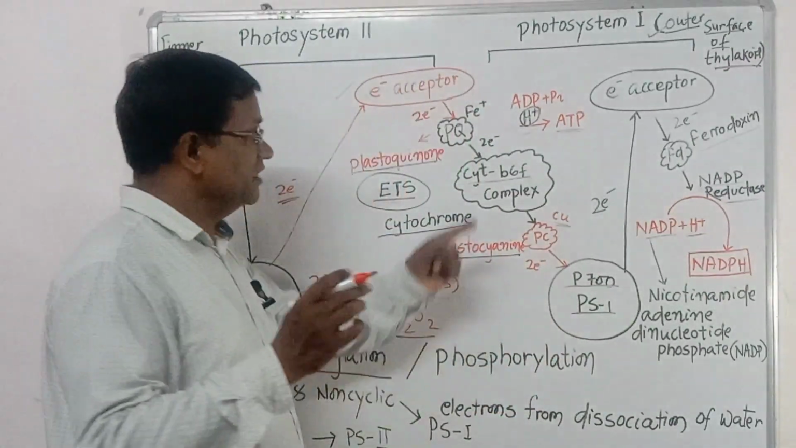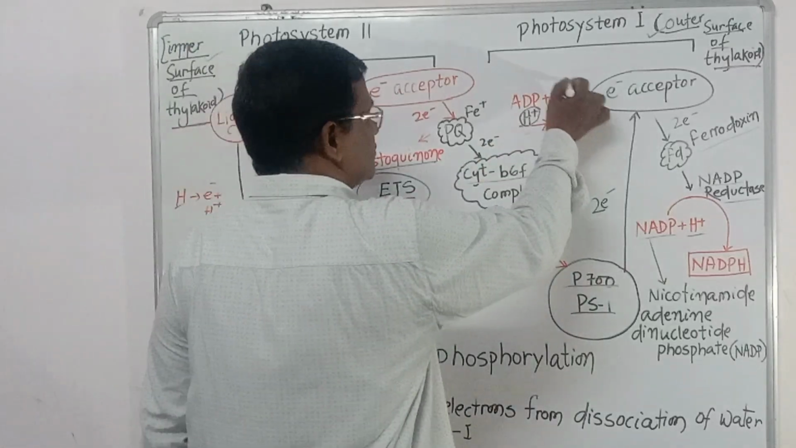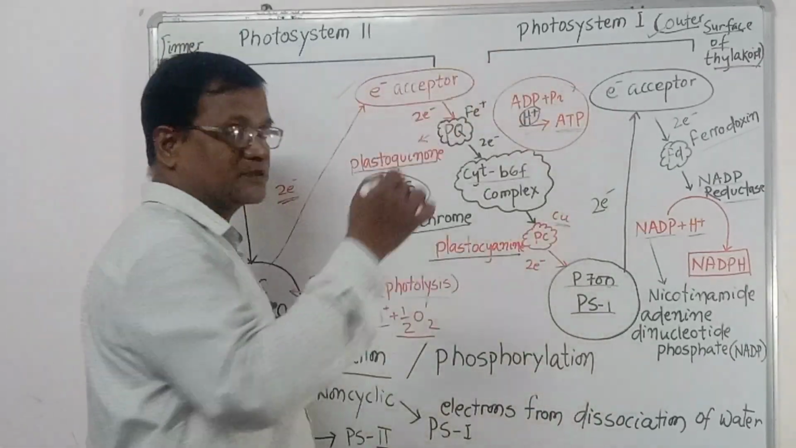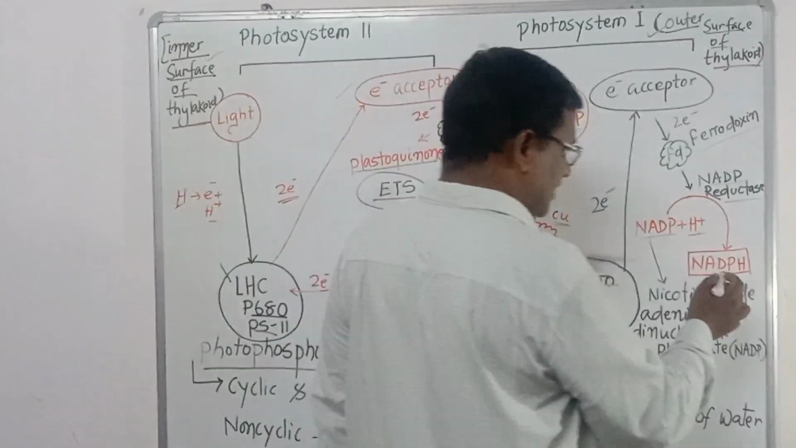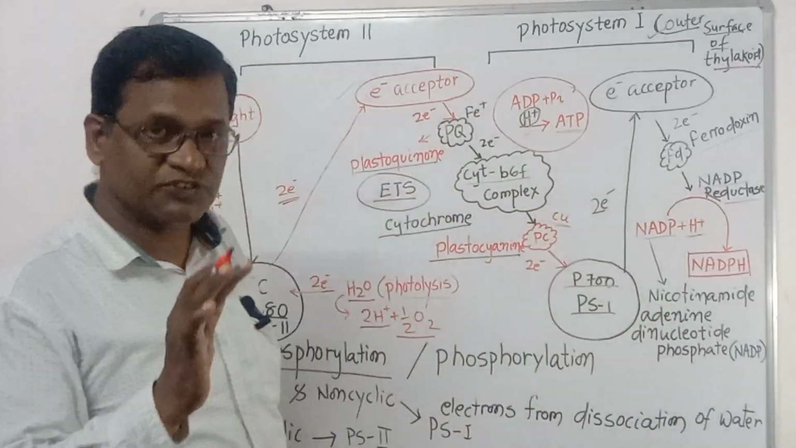Then what is formed? Here you see, ATP is formed from the electron transport system. Here NADPH is formed in the electron transport system.